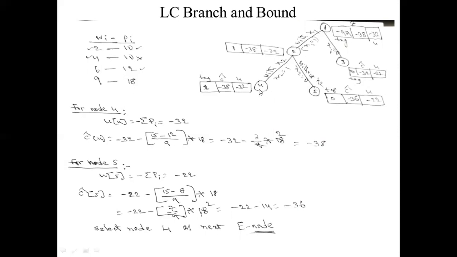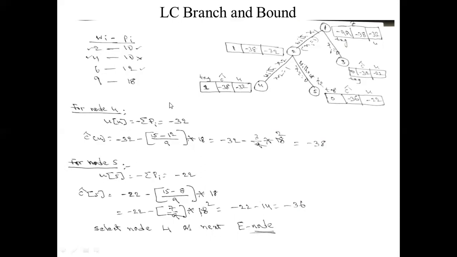How did we reach node number 4? By considering element 1 and element 2. Then in this sequence, next how many elements can we select, including element 1 and element 2? Element 1 weight is 2, element 2 weight is 4. So 4 plus 2, 6. Then include element 3. Element 3 weight is 6. So 12. Can we include element 4? No, we cannot include element 4. Element 4 weight is 9. So first 3 elements we can include.